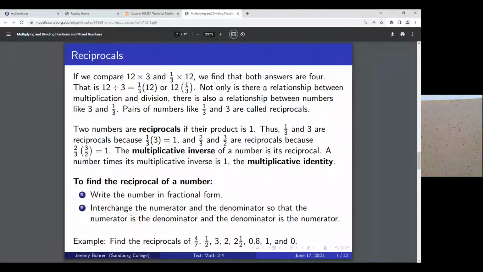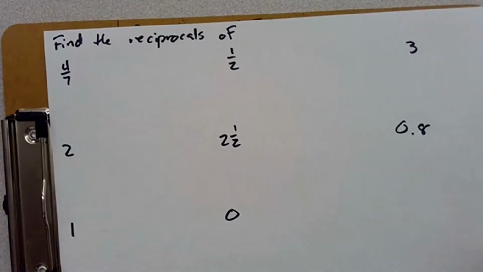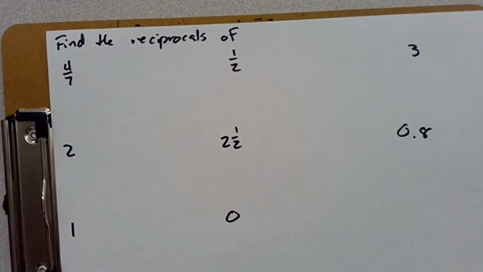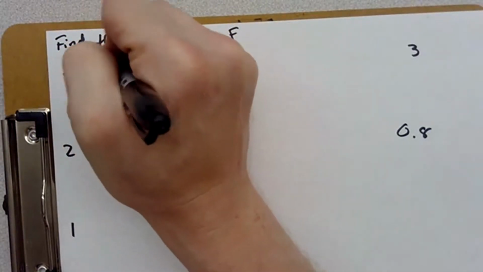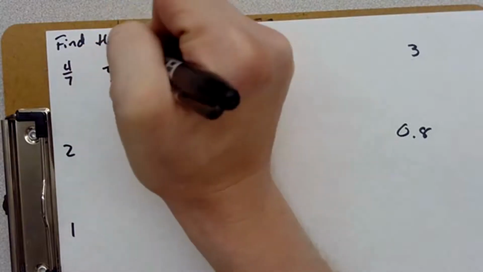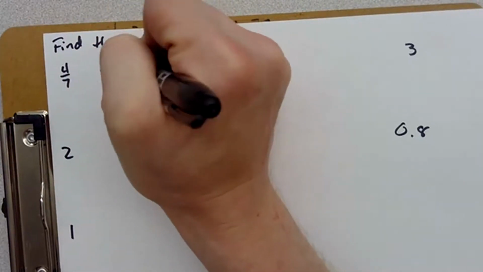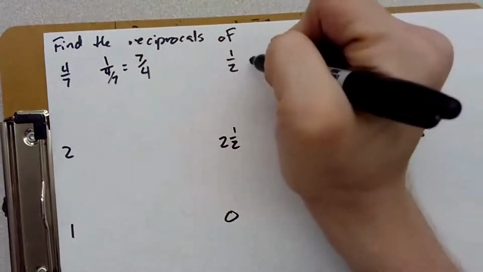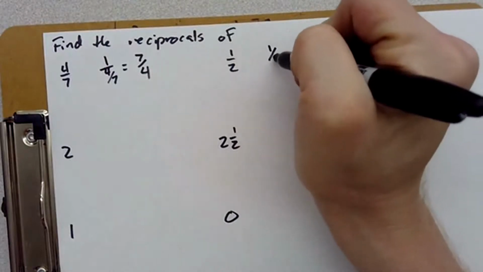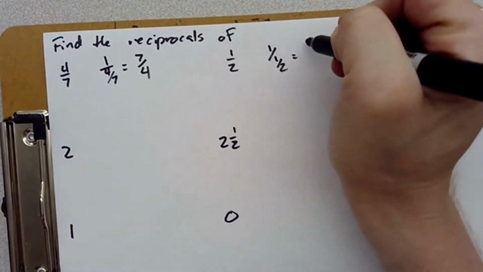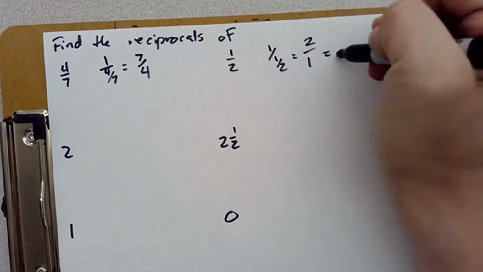Next up, we are asked to find the reciprocals of a bunch of numbers. Some of these are pretty easy, and a couple of others are more complicated. The reciprocal of 4/7, 1 over 4/7, is just 7/4. 1 over 1/2 is 2 over 1, or just 2.